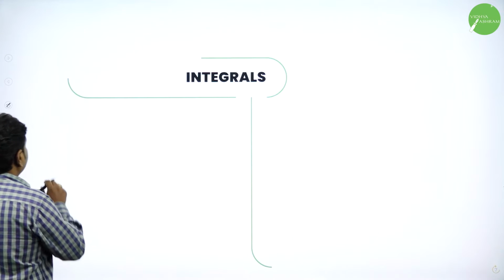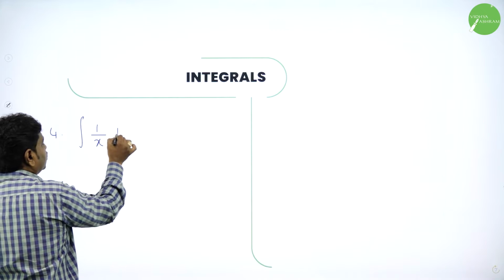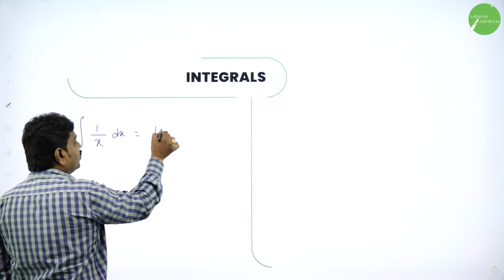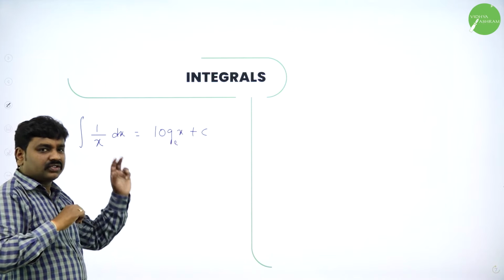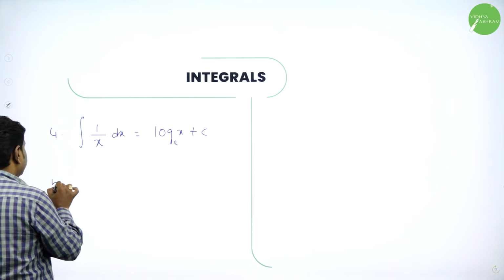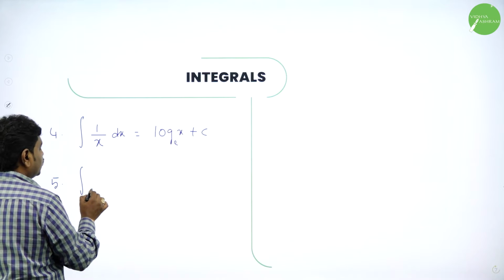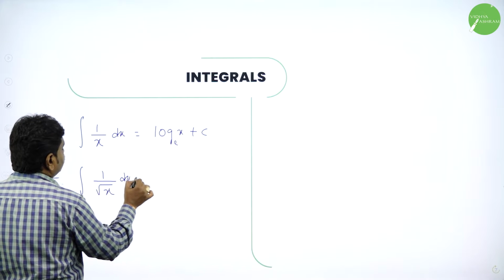Again, we go on adding functions. What is the fourth function? Integration of 1 by x. What is integration of 1 by x? Log base e x plus c. Derivative of log x is 1 by x, so integration of 1 by x is log x. And what is the fifth one? Integration of 1 by root x. Interesting. The answer is 2 root x.